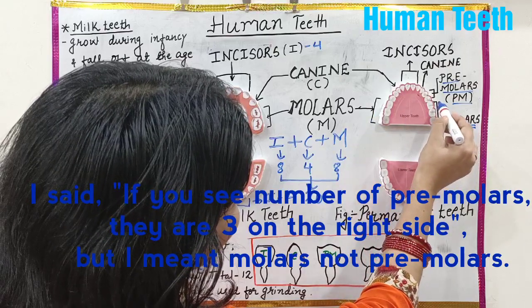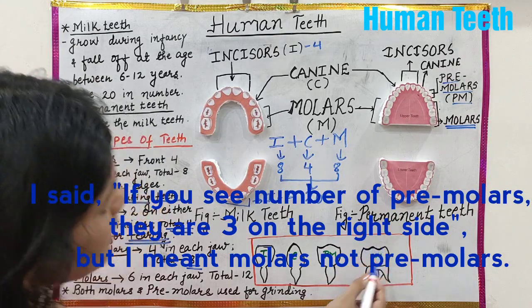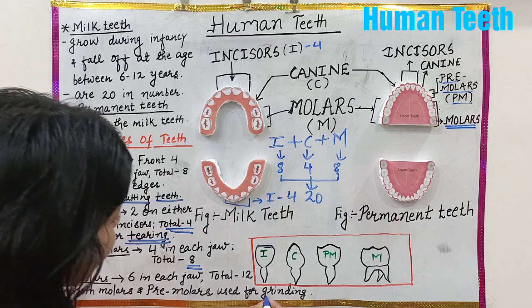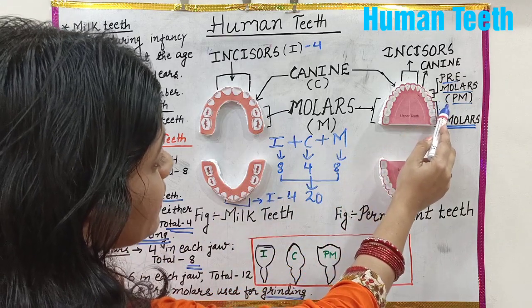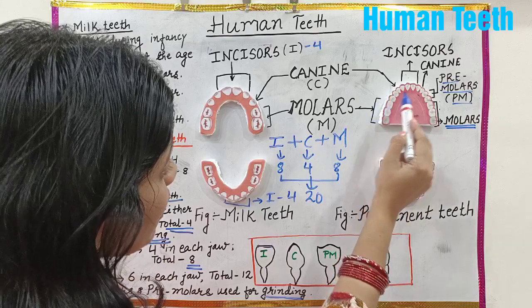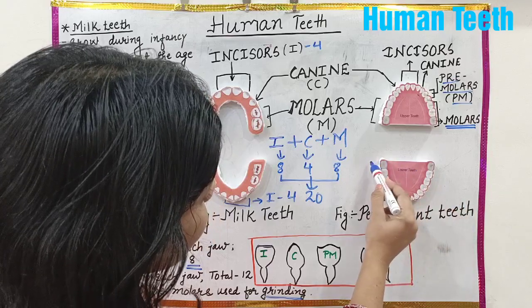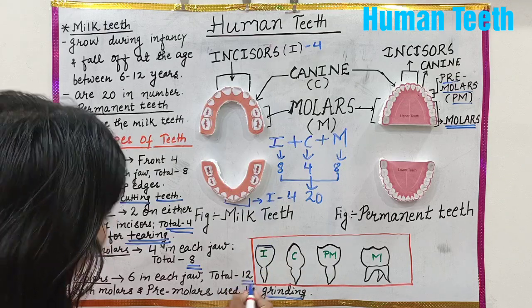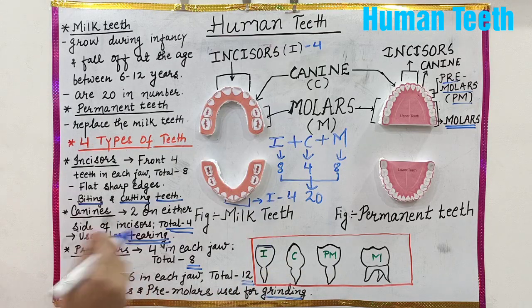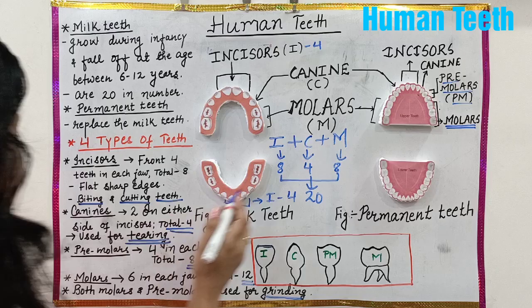Actually, these molars are also having a broad surface and they are also used for grinding. And if you see the total number of molars, it is 6 in each jaw, 3 on the right side, 3 on the left side in the upper jaw. Total becomes 6, and 3 on the right side in the lower jaw and 3 on the left side of the lower jaw. Total 6. So there are total of 12 molars.